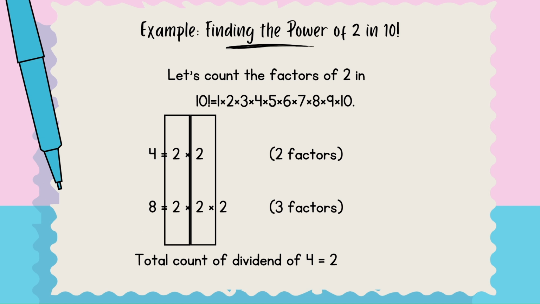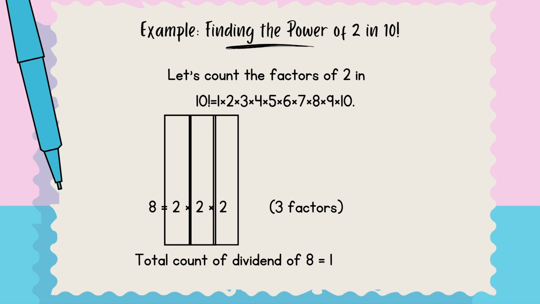So this time we are dividing by 4 and we are counting the dividends of 4. Why 4? Because 4 has two numbers, 2 multiplied by 2, 2 times 2's. We can also say 2 to the power 2. So such factors are 2. We will just count. So one factor is 4, another factor is 8. So total count of dividends of 4 we are getting is 2.